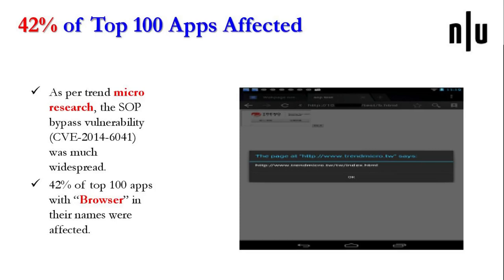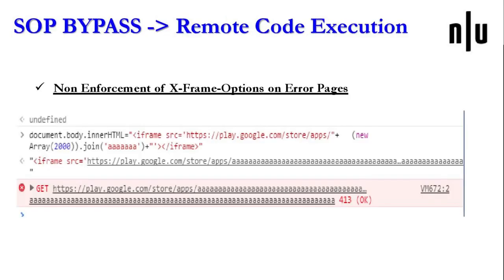Now this was a case where a same origin policy bypass can be elevated and escalated to a remote code execution vulnerability. What happened was that play.google.com did implement X-Frame-Options, which means that no other website can frame play.google.com. If you try to frame play.google.com, you would not be able to.